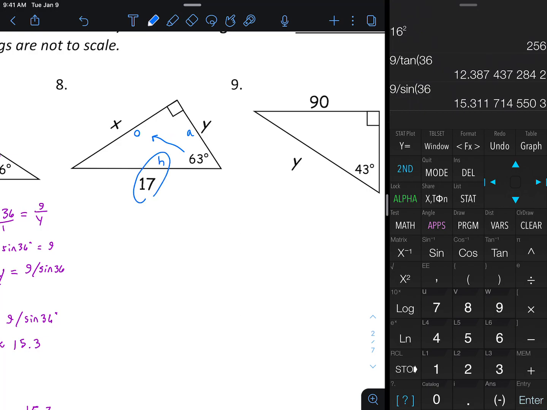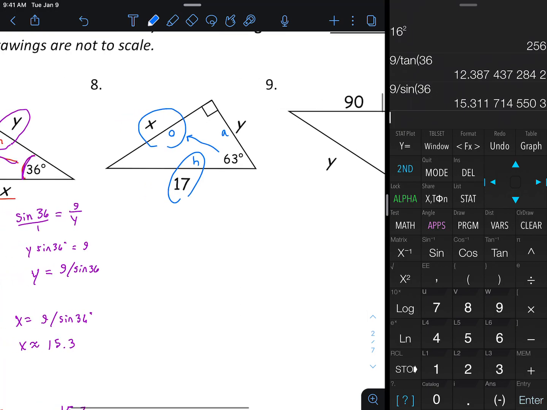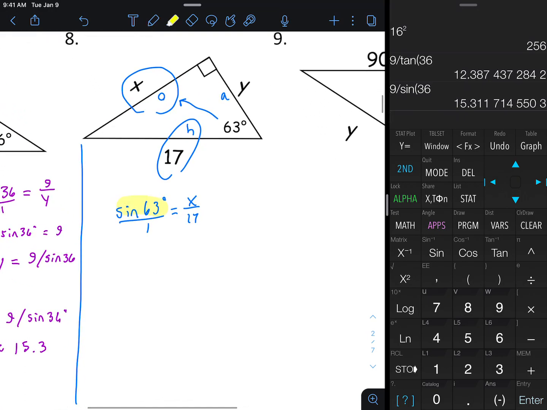All right, so we're going to use our O and h, and I'm going to solve for x first. That's going to be sine again. The sine of 63 degrees equals x over 17. If you want to use that same idea of cross multiplication like we did on the previous example, 1 times x is x, and 17 times sine of 63. You just type it into the calculator, and you can get your value there.